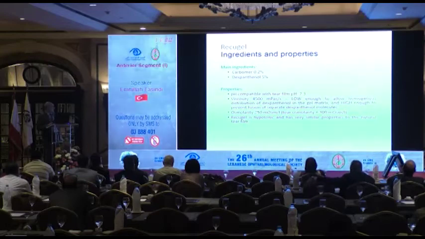Why Recogel? It has carbomer and dexpanthenol. Carbomer is 5%. We know carbomer. This is very important, very short-acting. It has a pH compatible with the tear, and its tear break-up time is very close.